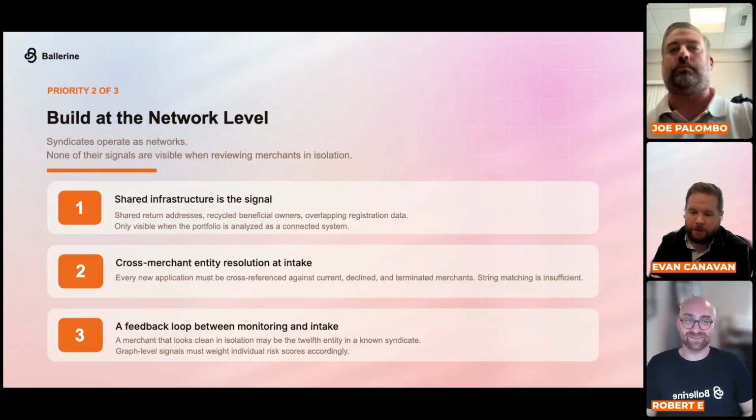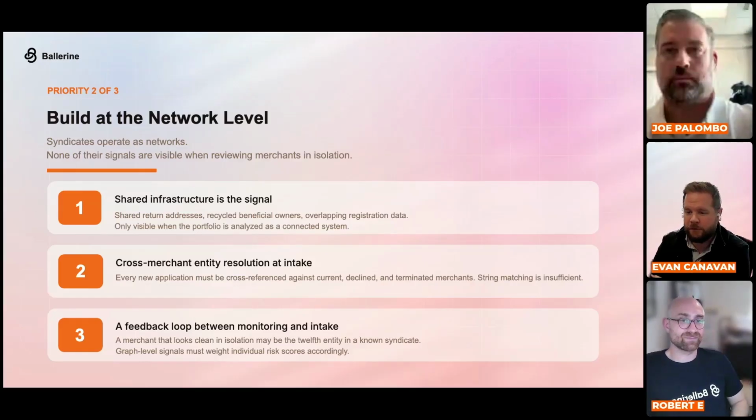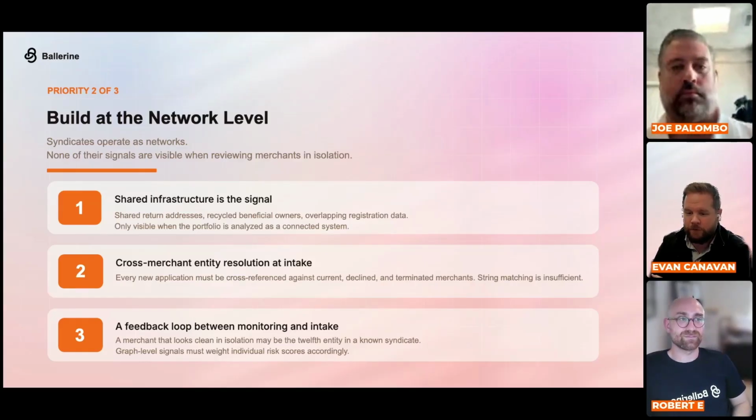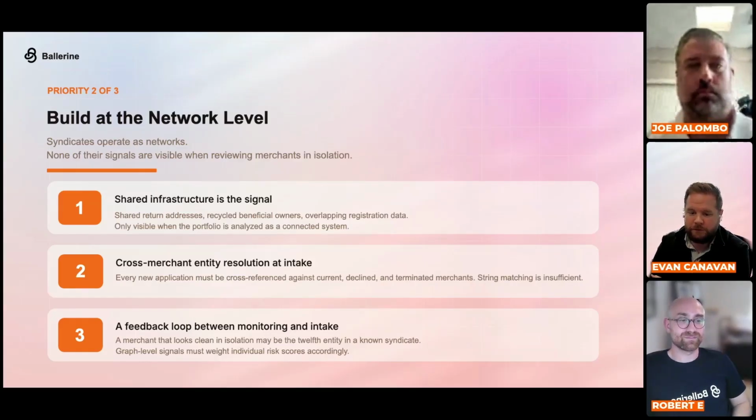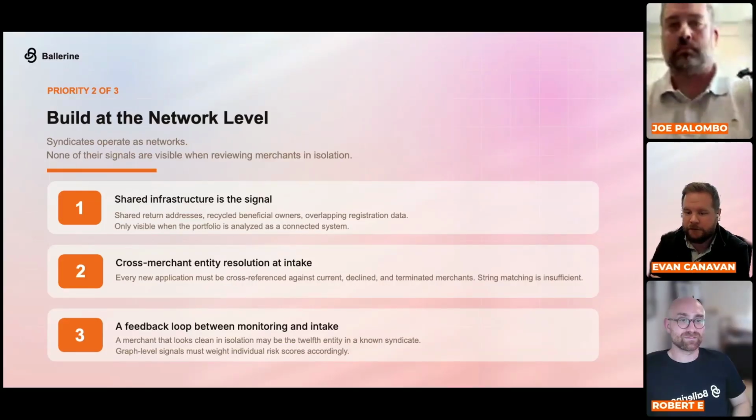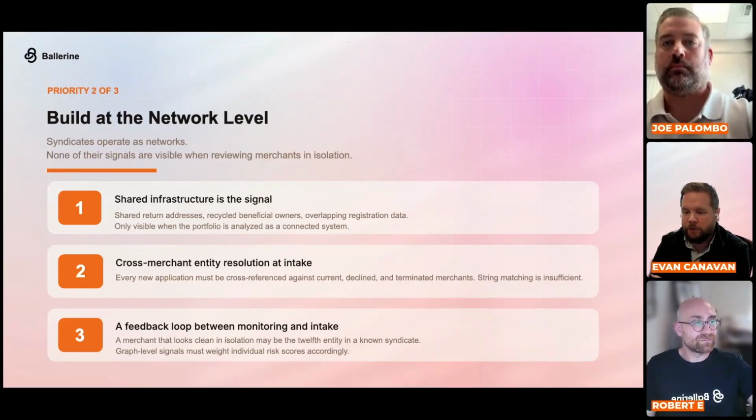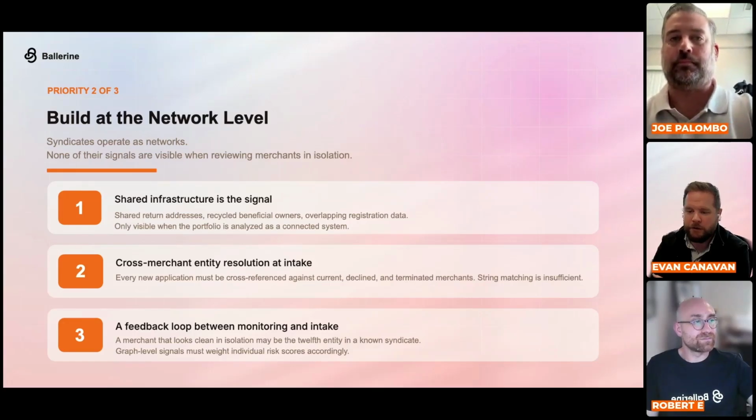And then Robert, price points, that's an excellent point. Price points that don't make sense for the product that's being offered. And one thing that's helped my team catch bad actors is to put yourself in the shoes of the consumer, right? Removing yourself from the underwriter or the risk analyst, and looking at things from a consumer level.